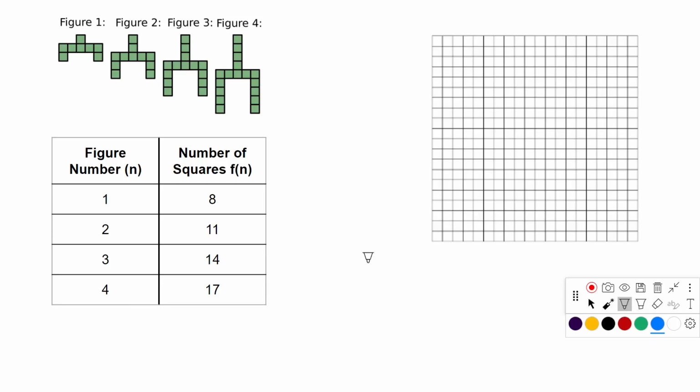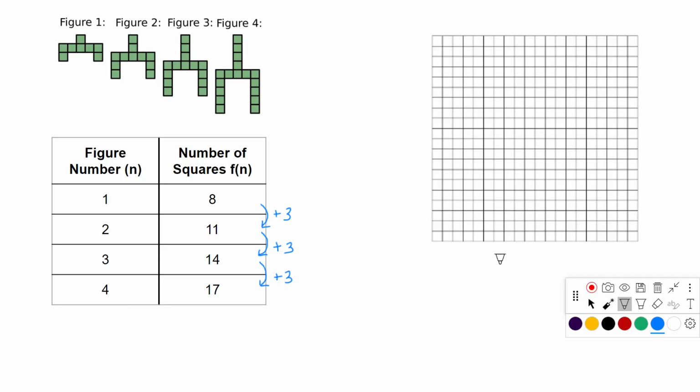And we can also show this on our table, that to go from 8 to 11, we had to add 3 more. 3 more were added for figure 3, and 3 more were added for figure 4. We call these 3's a common difference, which makes this a linear function. When you have a constant rate of change like we have here, we end up with a linear function. And we'll see this as we graph it.